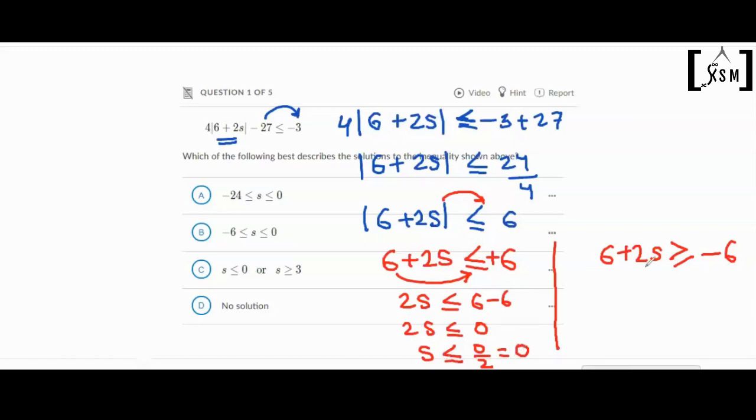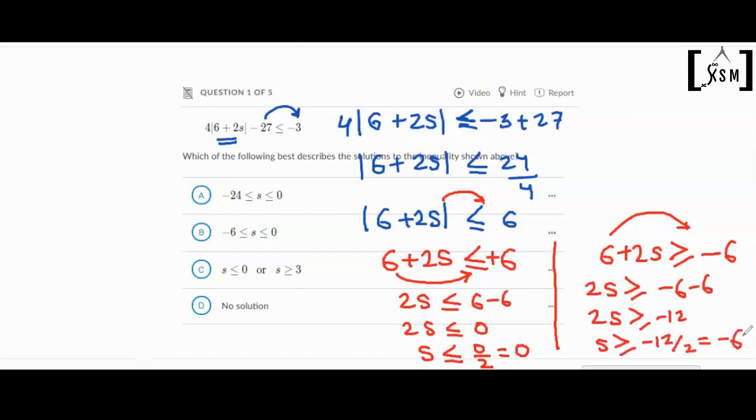Now solving the other inequality, we'll bring 6 to this side. It will become negative 6. So we get 2s is greater than or equal to negative 6, negative 6. So we get 2s is greater than or equal to negative 12. And bringing 2 to the other side, we get s is greater than or equal to negative 12 over 2, which is basically negative 6. So the value of s is less than 0 and greater than negative 6. Option B should be the correct answer.